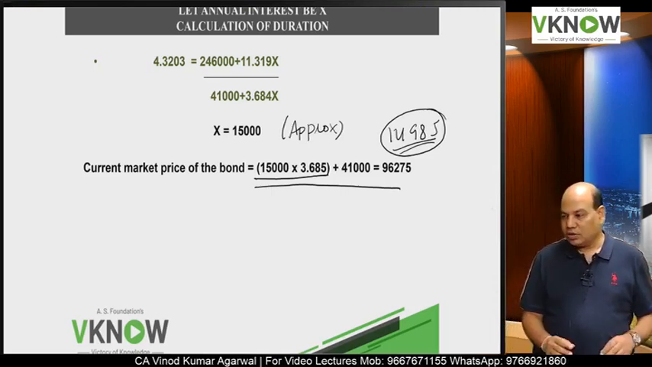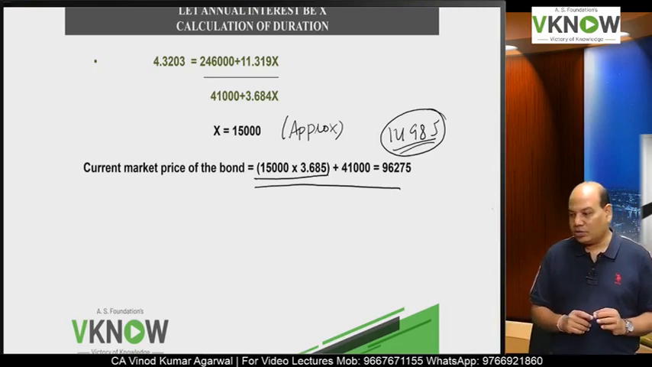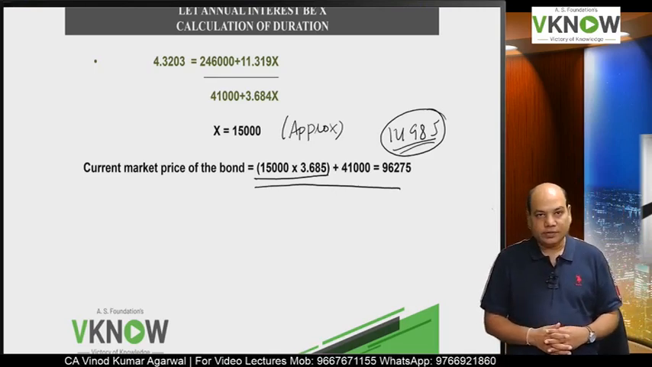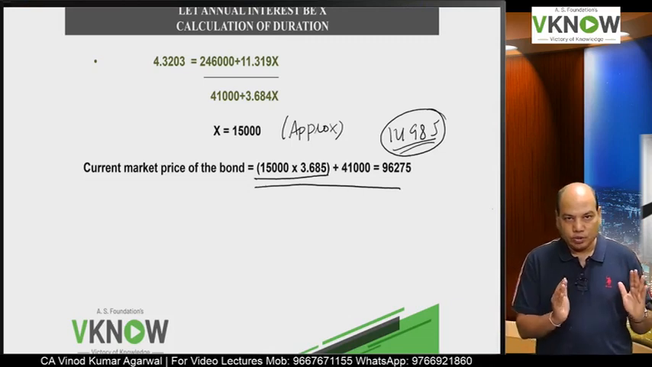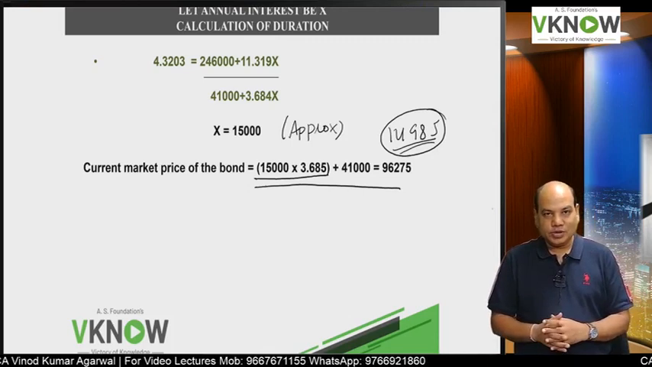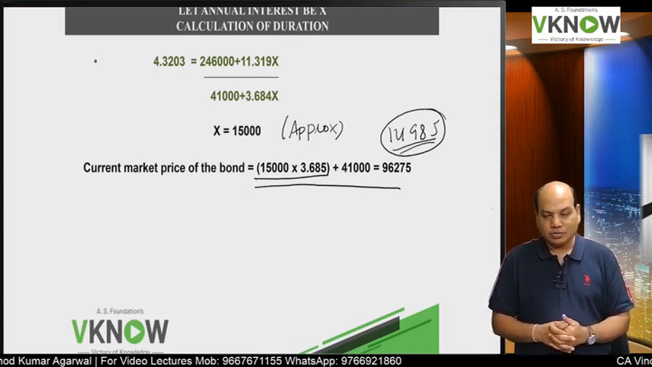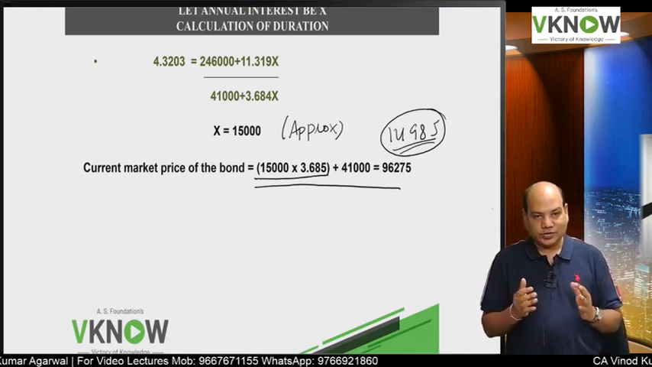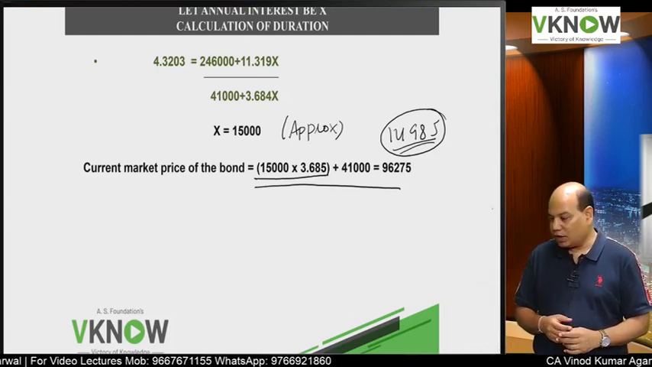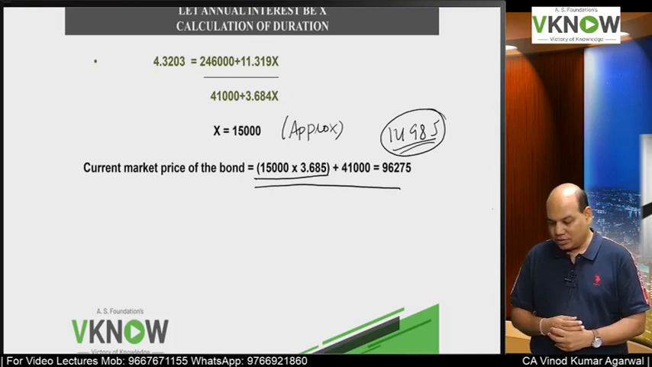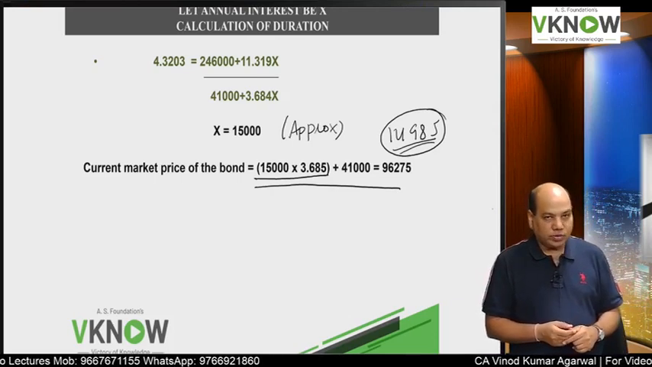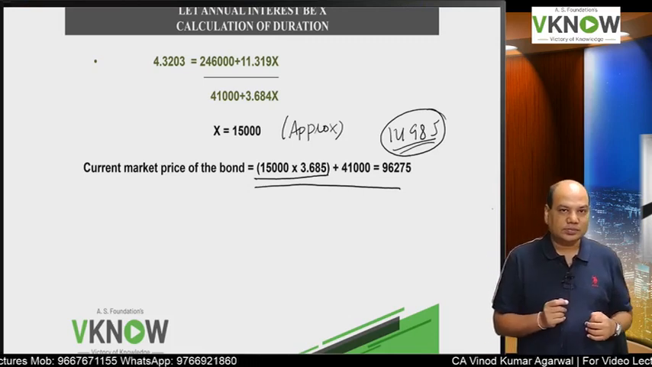Write down the last line of the answer. Current market price is equal to 15,000 into 3.685, that is the present value of coupon, plus 41,000, which is the present value of face value, and the answer is 96,275. Is it right now?